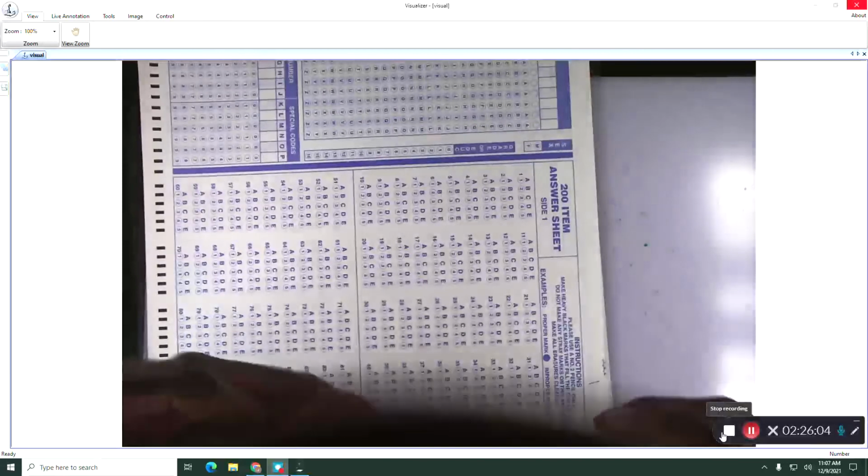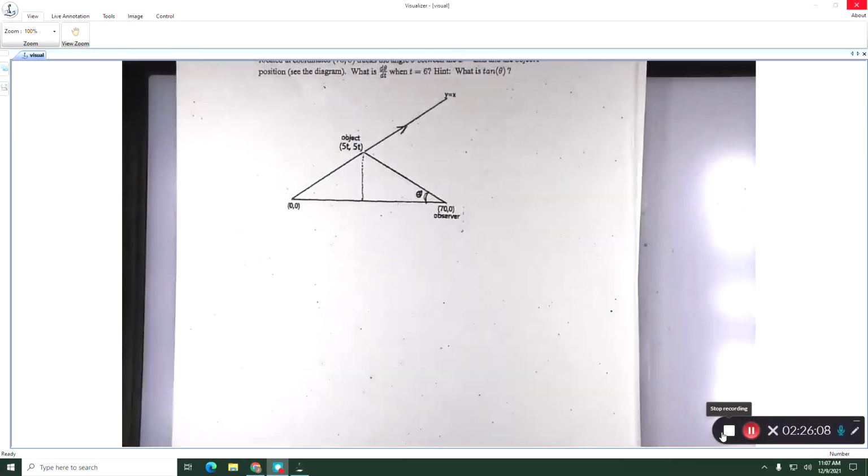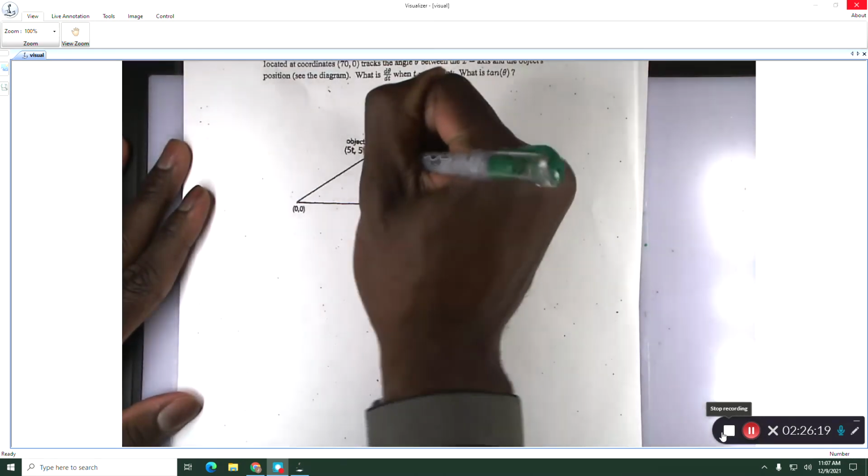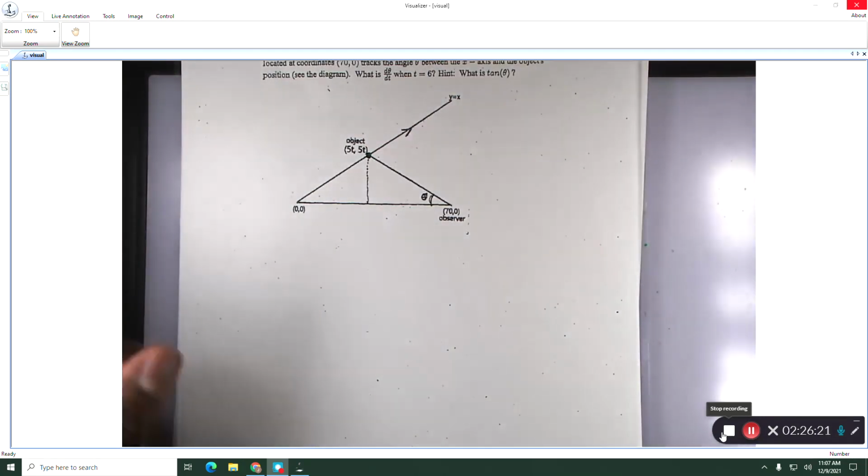There are multiple ways that you can approach these problems, related rates problems. I just typically say choose the simplest way for you. Approach it the way that you are most comfortable.